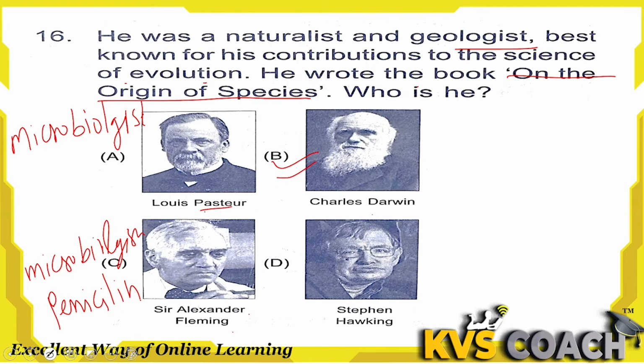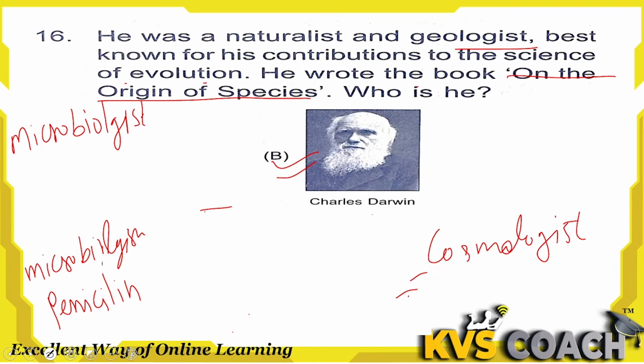Option D, Stephen Hawking. He was a cosmologist. And what did he invent? Actually, he proposed the theory that black holes emit radiation, given by Stephen Hawking. But the right answer for On the Origin of Species is Charles Darwin.